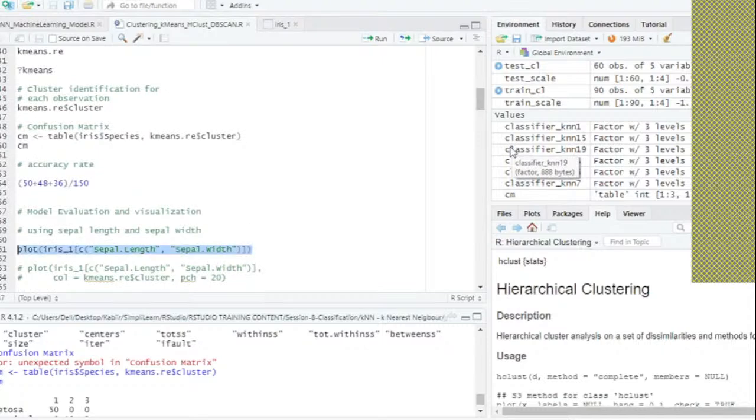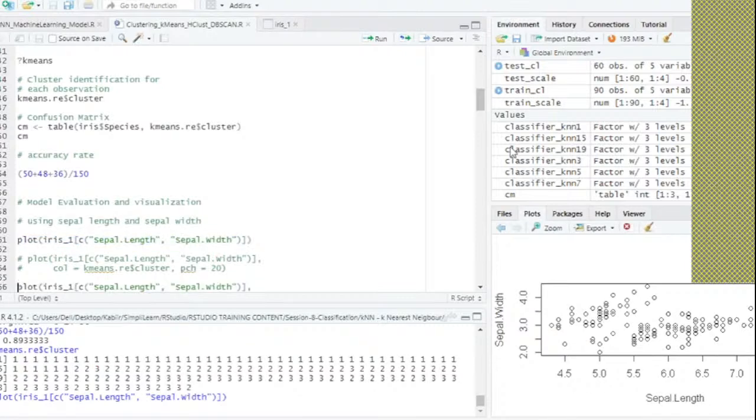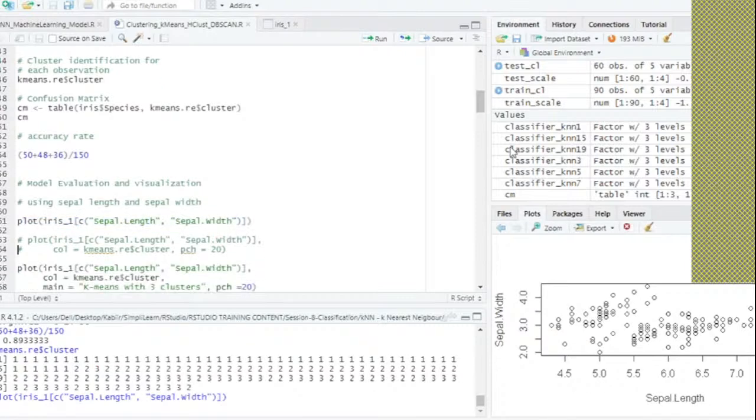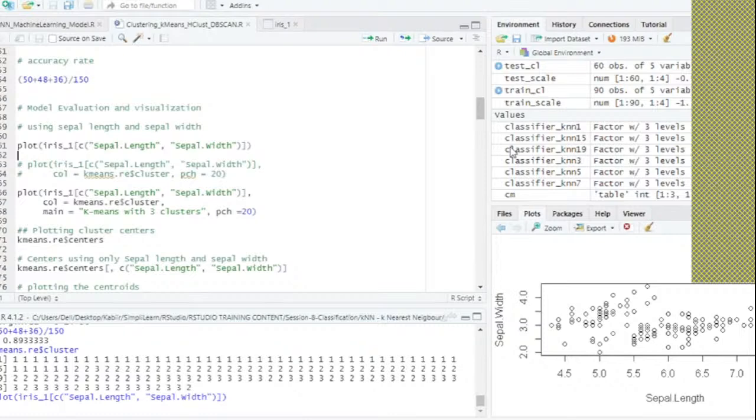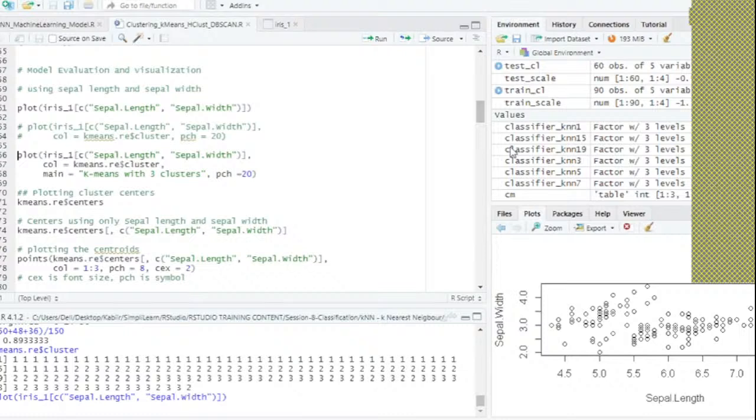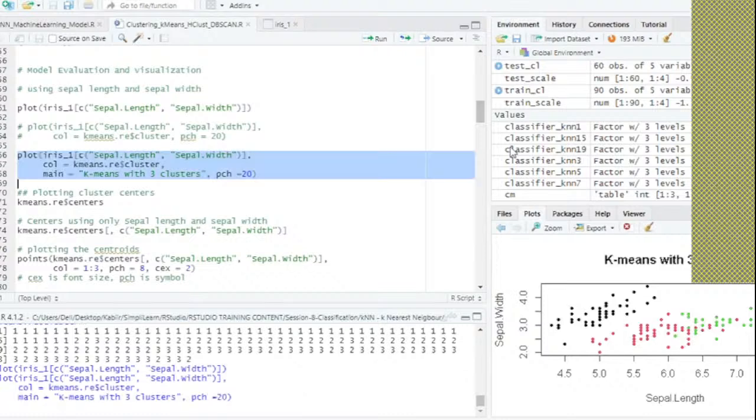So if I plot, this is my sepal length and sepal width. Now if I plot them, in line number 66 to 68, I color them, color for clusters, I specify the title, the plotting character I have taken is 20, and I have created a chart for it.